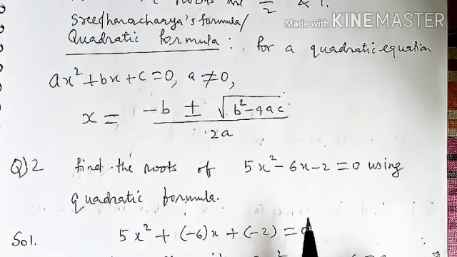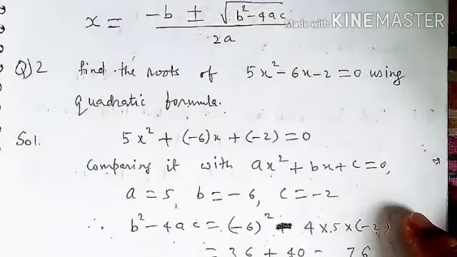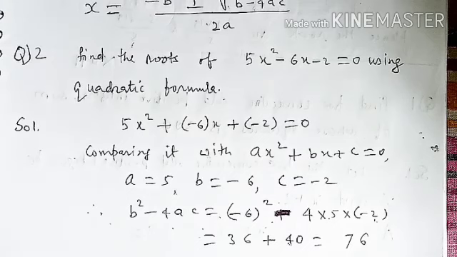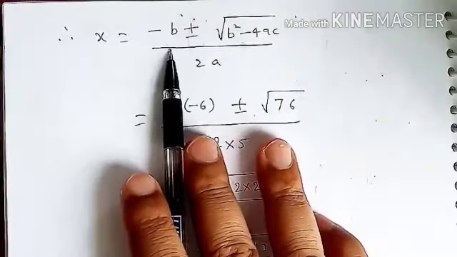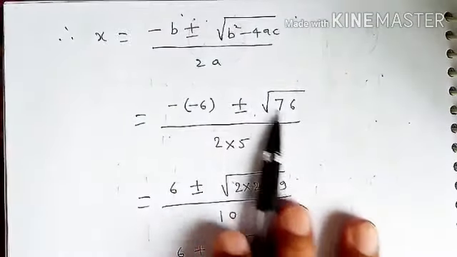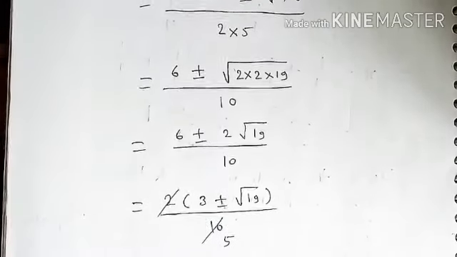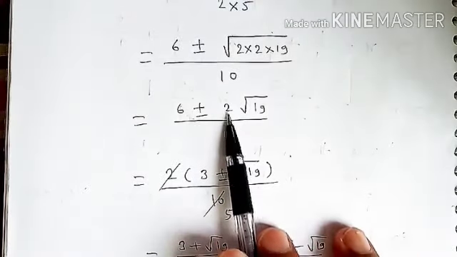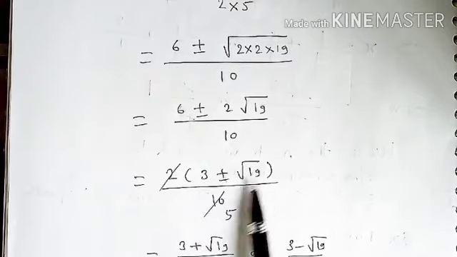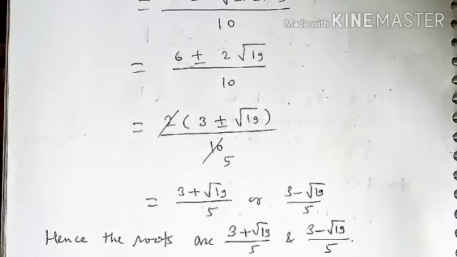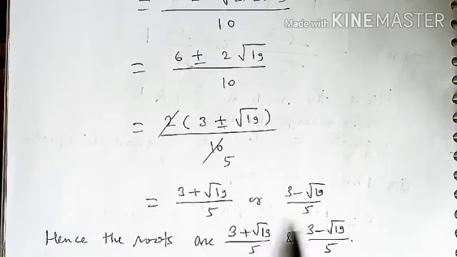Now, find the roots of 5x square minus 6x minus 2 is equal to 0 using the quadratic formula. What is to do? We have to write a, b and c. We convert the equation into the form ax square plus bx plus c is equal to 0. Then we have a as 5, b as minus 6 and c as minus 2, and b square minus 4ac is 76. Now we put the values in the formula to get x. After factorizing 76, 2 into 2 into 19, one 2 comes out, so we have 2 into square root of 19, and 2 is common, so 3 plus minus square root of 19 over 5. So the roots are (3 plus root 19)/5 or (3 minus root 19)/5.